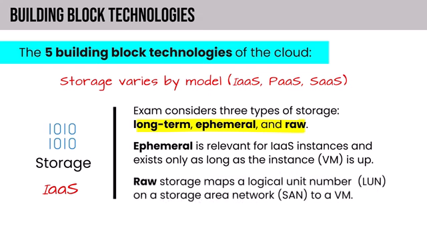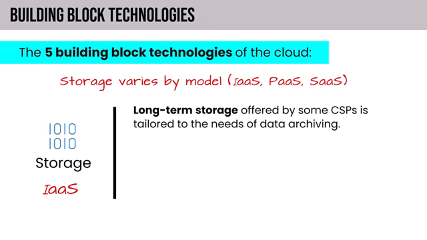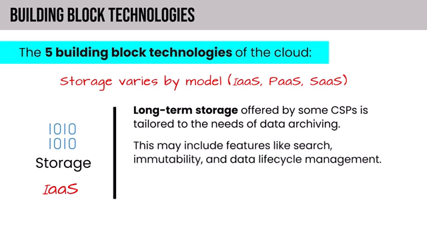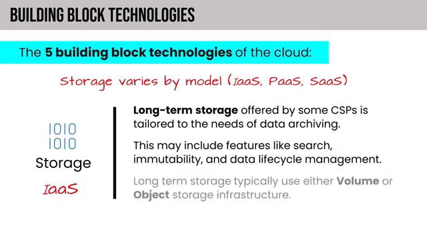Raw storage maps to a LUN, a logical unit number on a storage area network attached to a VM. That concept pops up more in a hybrid scenario where we're dealing with a SAN directly on-prem. You're not going to see much around SAN in a cloud portal itself. It's all really virtualized. Now, long-term storage offered by some CSPs is tailored to the needs of data archiving. That may include features like search, immutability, and data lifecycle management. Long-term storage typically uses either volume or object storage infrastructure.